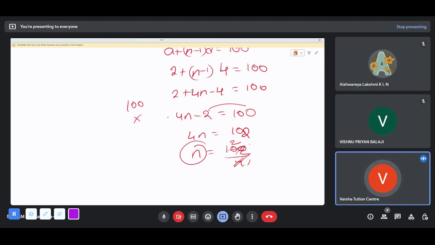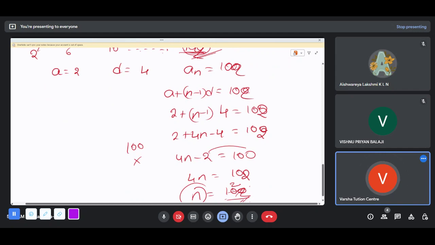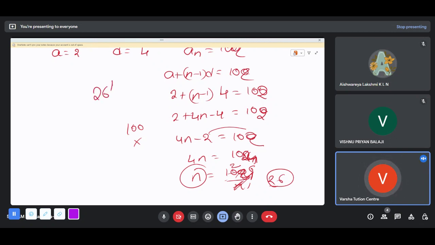Suppose instead of 100, I change it to 102, and I gave a question. What did I give here? 102 I gave. Then everywhere you will change it to 102. Yes or no? Then finally, when you add this 2, it will become 104. Clear? Now it will get divided. 104 means 4 ones are 4, 4 twos are 8, 4 sixes are 24, so 26. Understood? So what will you tell? 26th term is 102. What about the 25th term? How much might it be?